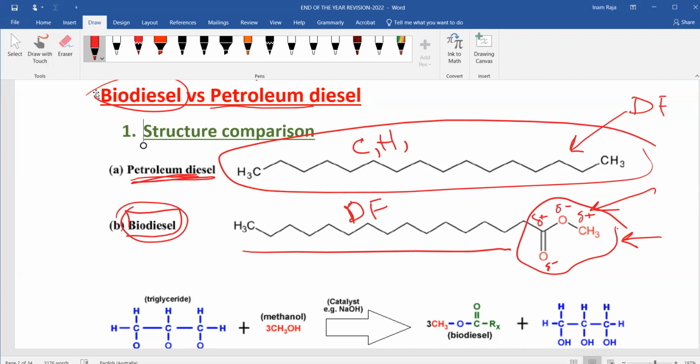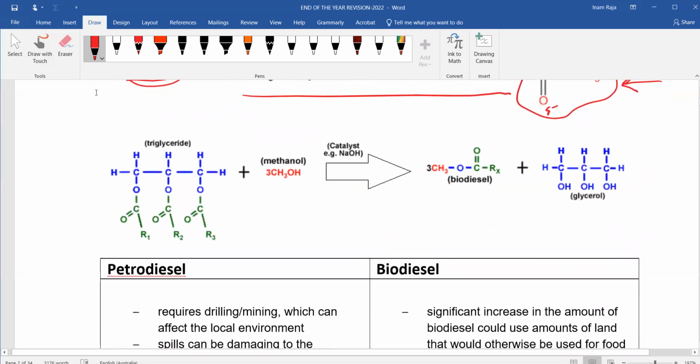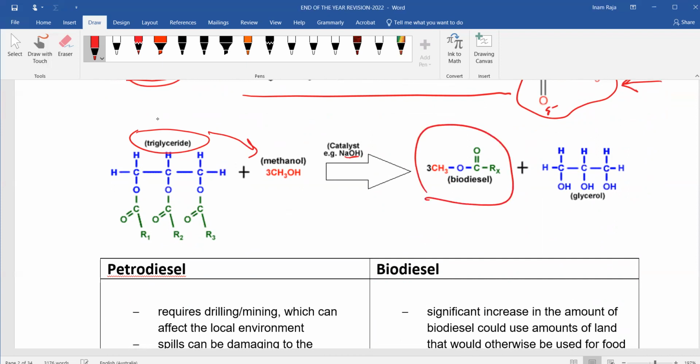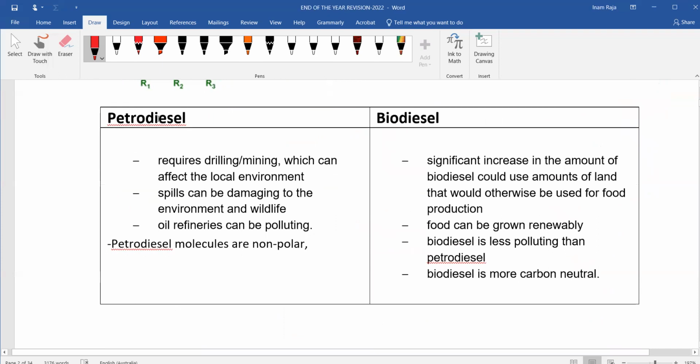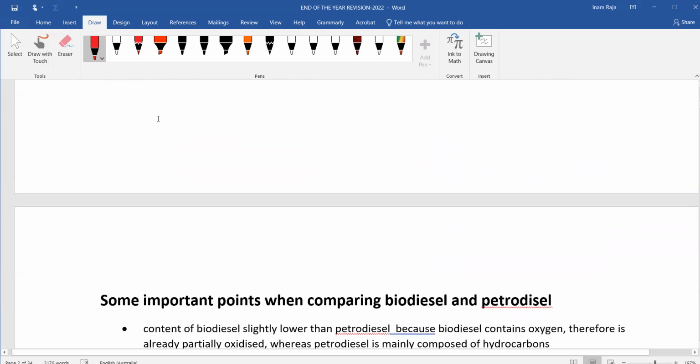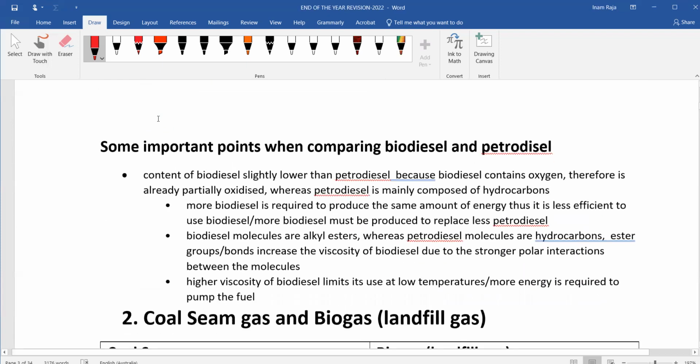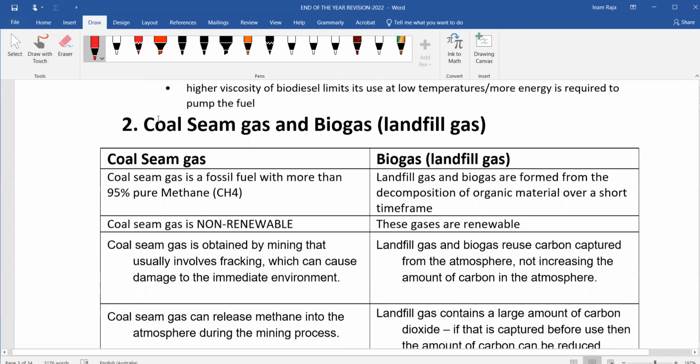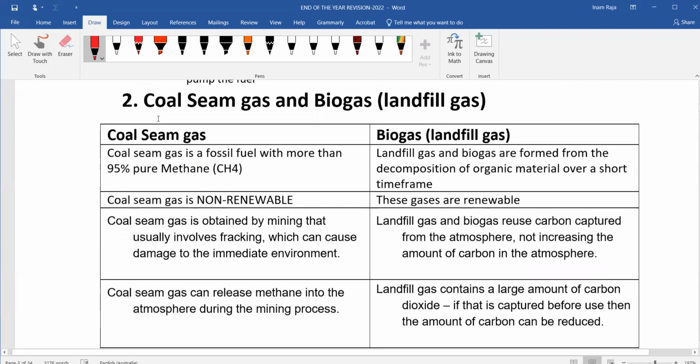Now, how do you make biodiesel in the lab? You take some triglycerides and mix them with methanol in the presence of a catalyst like sodium hydroxide. You'll form biodiesel plus glycerol, or some alcohol, which you can remove. Now, you can find these comparisons in your book as well. What is the difference between petrodiesel and biodiesel? I want you to read these from your book, and kind of memorize this.